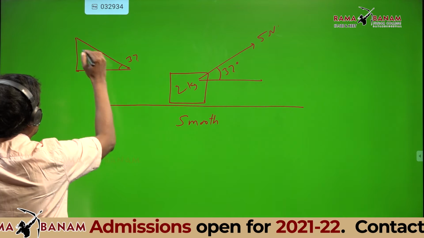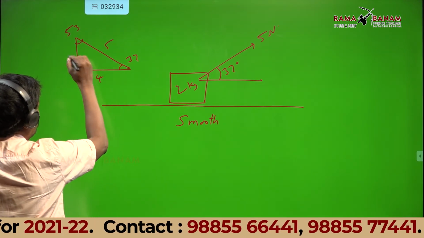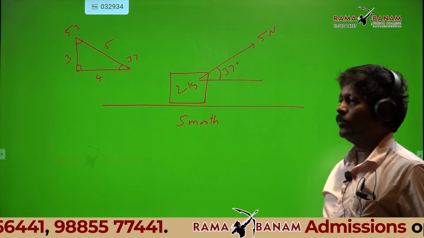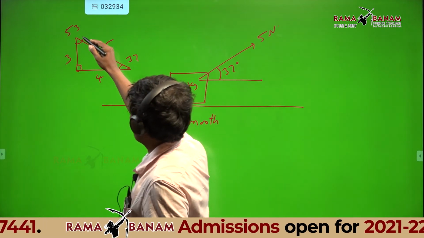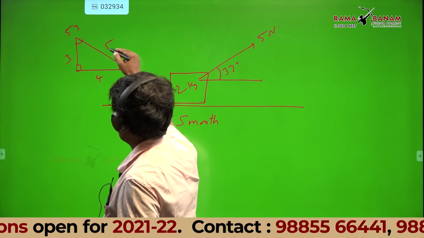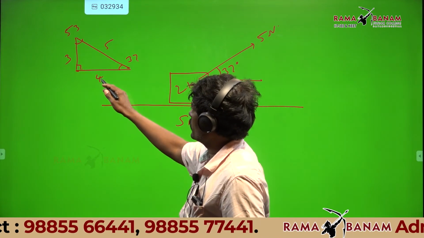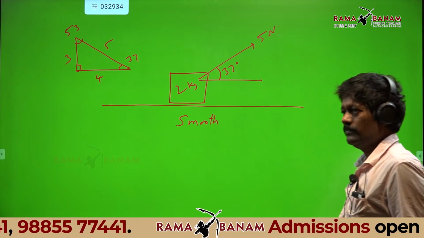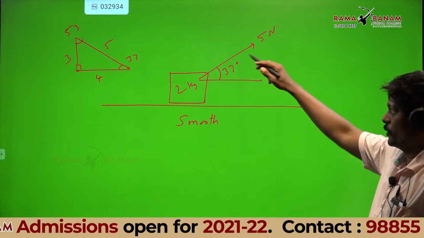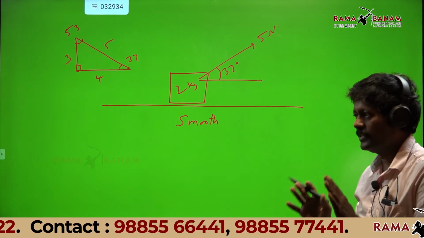37, 53, 90, 4, 5, 3. Why we should take only 3, 4, 5? Yeah, that is the standard. What they checked is for 37, 53 and 90, if you draw 3 centimeter, this will be 4 centimeter, this will be 5 centimeter automatically. Pythagoras theorem. 3 square plus 4 square under root will give you 5. Hypotenuse. That is a standard triangle.